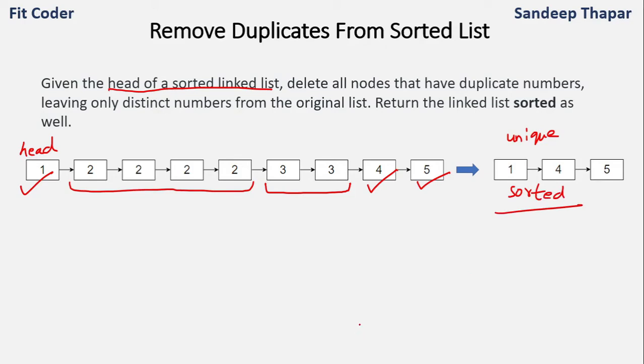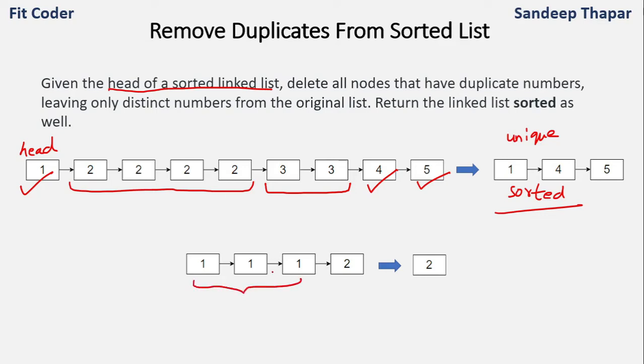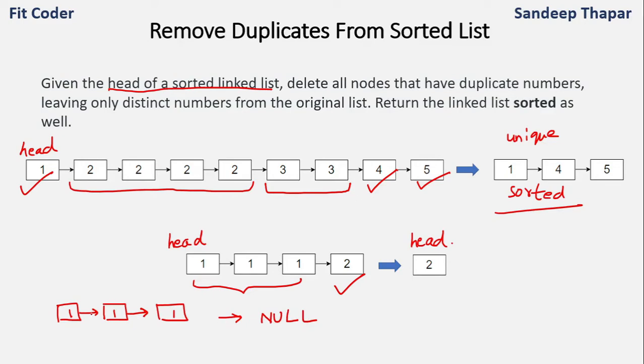Let's take one more example. In the second example, there are 3 duplicates. So this one node is duplicate and we have to remove it. If we remove this, we are left with only the node with value 2. So this becomes our new head. And if our linked list is something like this, where all the nodes are duplicate, then the output will be null because we'll remove all these 3 nodes. So the problem statement is clear: we need to remove the duplicate nodes in the linked list while preserving the order. Let's see how we can solve this.